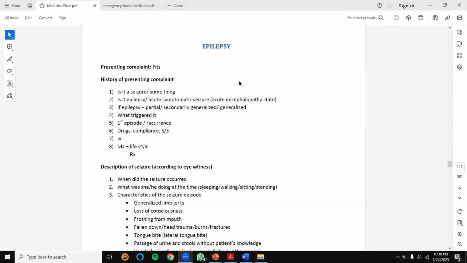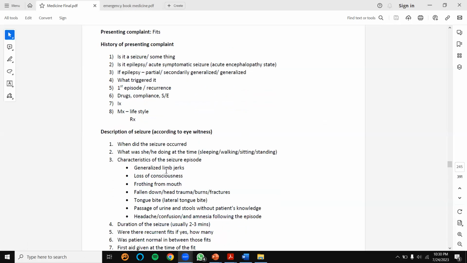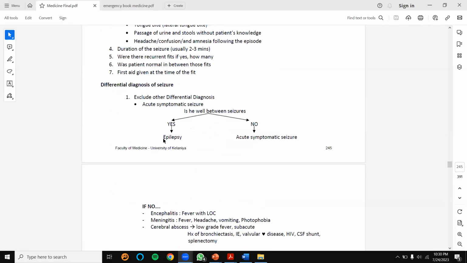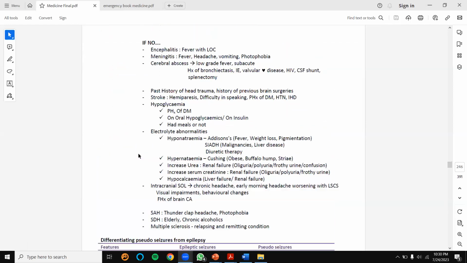Yeah, so I think you can see the screen. This is from the long case book. This is actually pretty good. Basically, everything you need to ask is there. Some of it might even be too much.